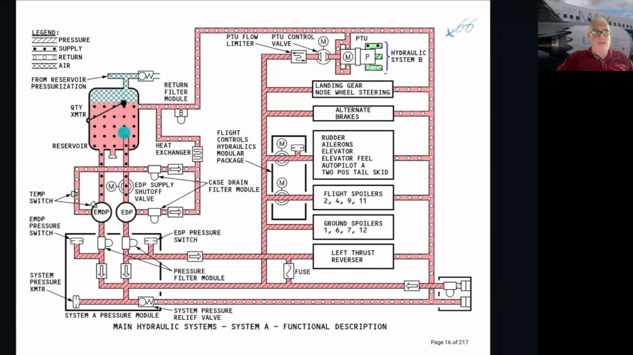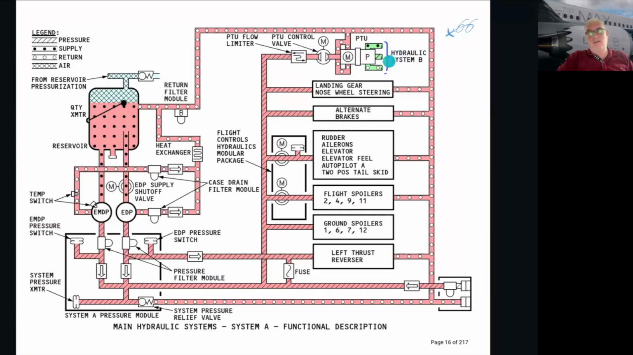Air pressure pushes down, then the supply goes to the engine driven pump and the electrical motor driven pump and comes out at 3000 psi, where it gets monitored for pressure and filtered, then goes basically to the end users. All right, I also have from system A, as you can see here, goes to my PTU, my power transfer unit, and system A here in this respect supplies system B.